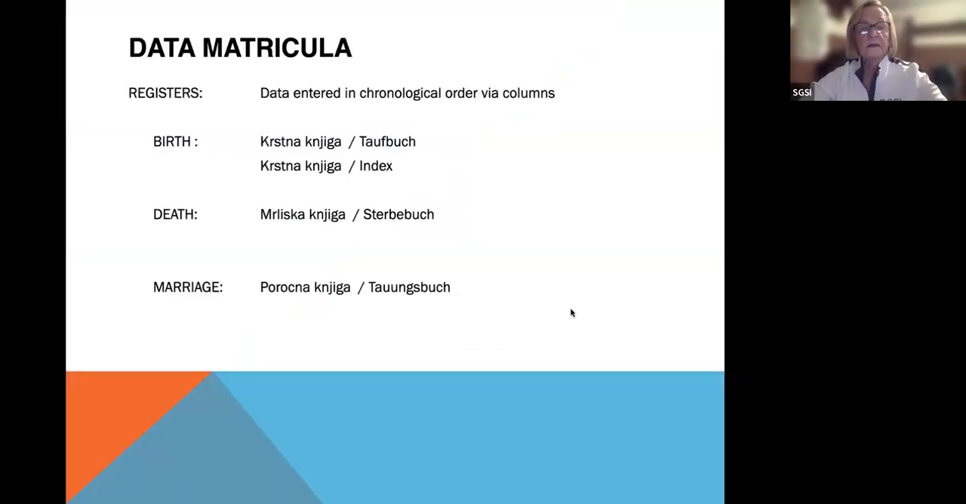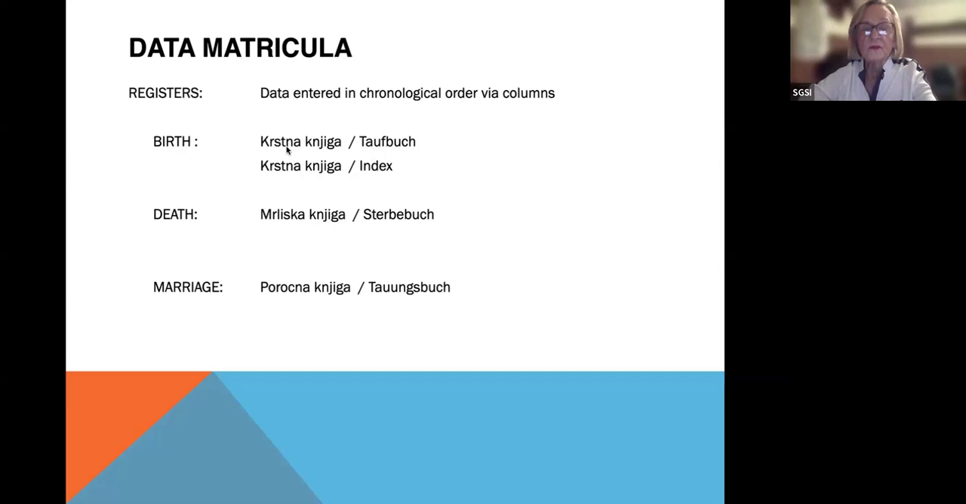Okay, now in the Data Matricula, everything is entered in chronological order via columns. Those will be the records that you're dealing with mostly. But you will also have records that are written in a paragraph form in Latin, all in Latin. And we're going to help you there with all of this, so I'll save that for a little bit later.